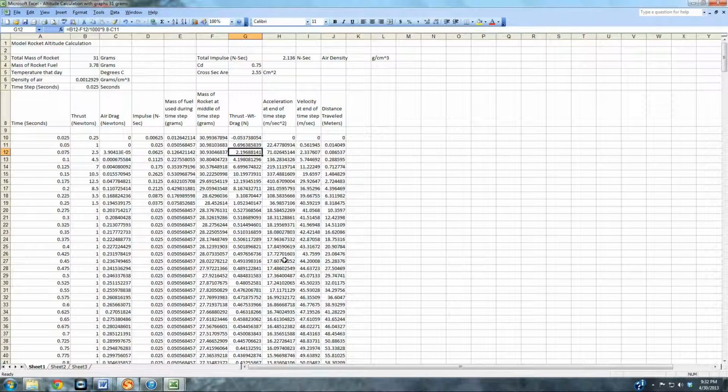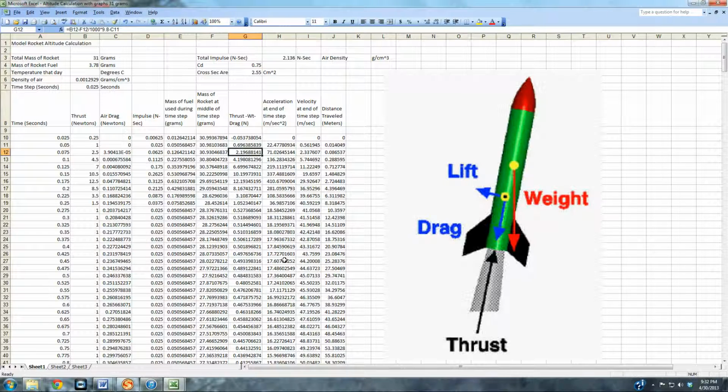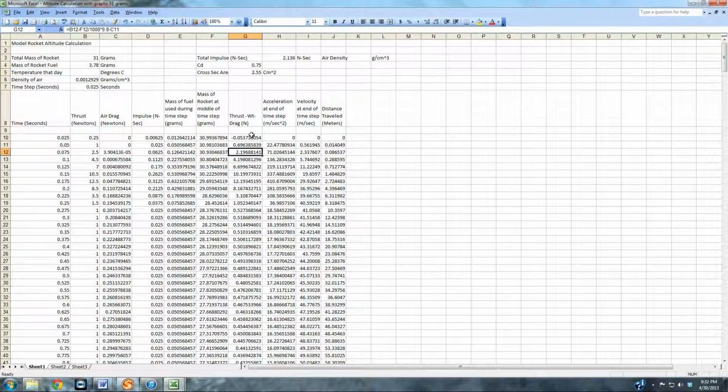This right here is basically all of the forces exerted on the rocket. First of all, you have thrust, which is the rocket engine pushing up on the rocket. You have weight pushing down on the rocket, which is gravity. And you have drag pushing against the rocket as it tries to move up, and that's air resistance. You have the acceleration at the end of the time step, which is in meters per second squared. You have the velocity at the end of the time step, which is in meters per second. And then you have the distance traveled, which is in meters.